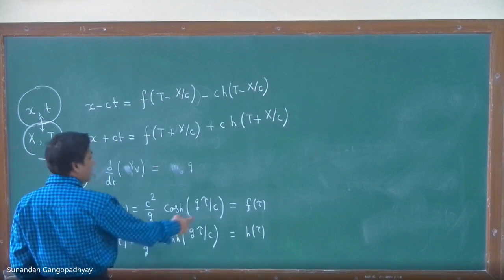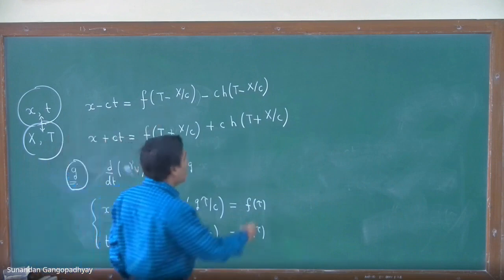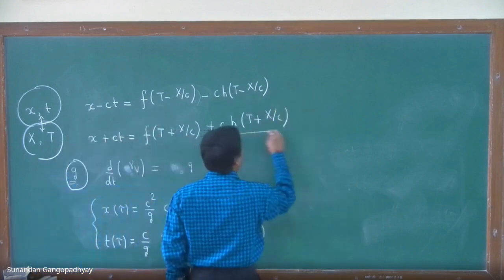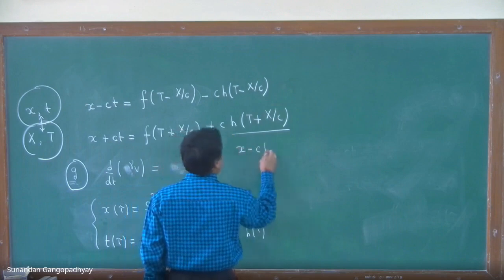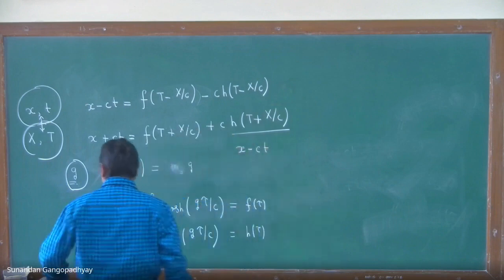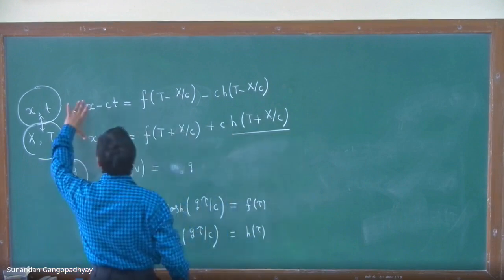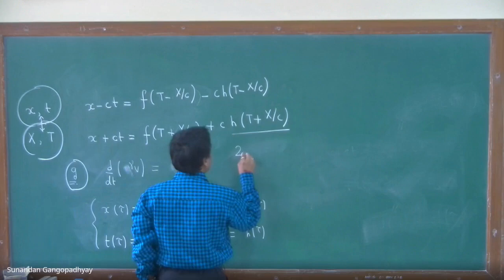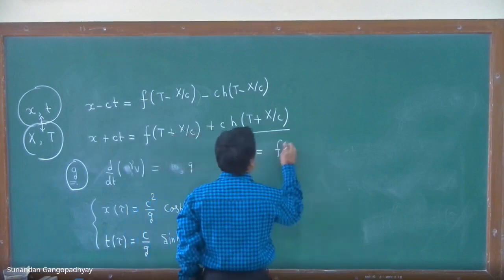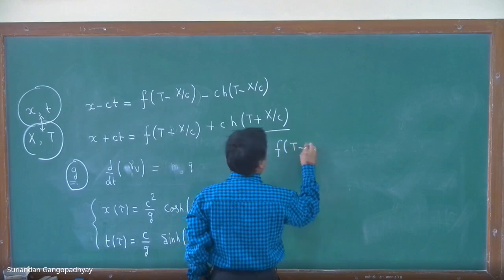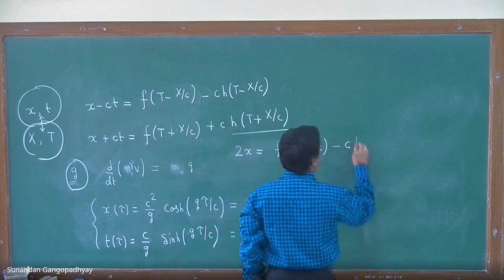What we shall do is, since you know what x of tau is, you just plug it here. You just substitute here, and if you do that, then the first relation that you will get, or you can do one more thing. You can write down a general relation. If you add these two equations, then you will get twice x, that will be equal to f of t minus x by c minus c.